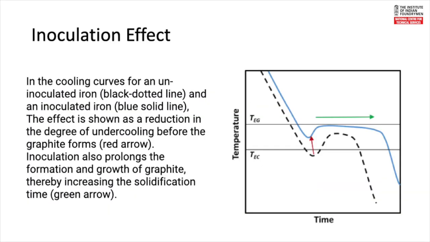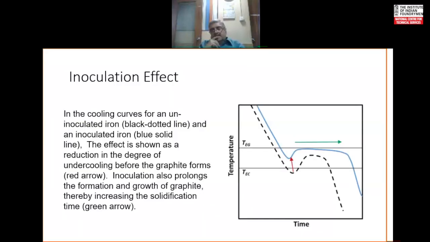Now, here is what we meant by undercooling. The dotted line here is the cooling curve for an uninoculated iron. That means there are fewer nuclei present, and the iron cools down much further, and it crosses the carbide eutectic line and then rises again as the nucleation starts.